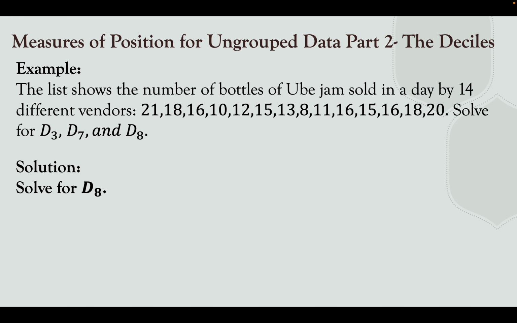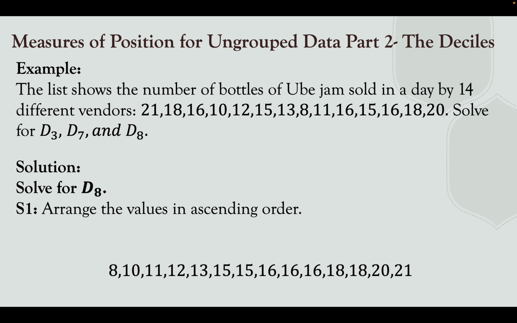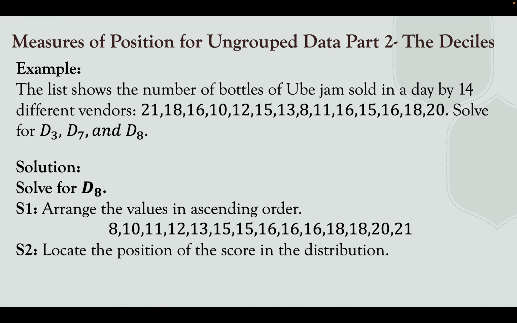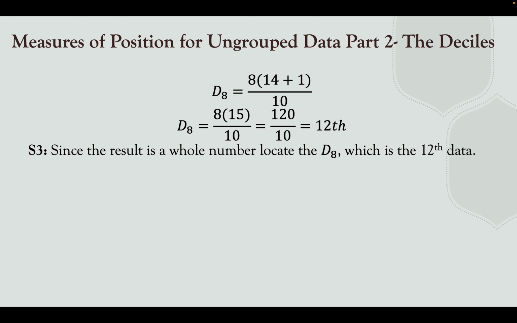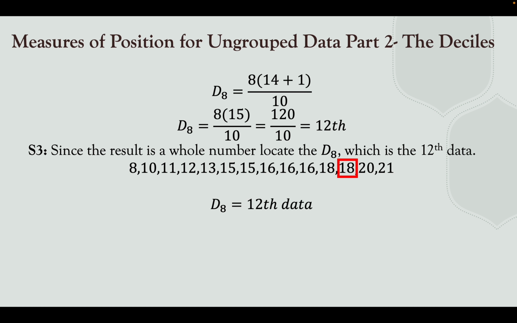Last one, we will solve for D sub 8. We've already arranged the data set in ascending order. So let's locate the position of the 8th decile. We have here 8 times 14 plus 1 over 10. So 8 times 15, we have 120 over 10. 120 divided by 10 is 12. Since the result is a whole number, it is not a decimal, so locate the D sub 8 or the 8th decile, which is the 12th data. What is the 12th data? We have 18. So therefore, the value of our D sub 8 is equal to 18.